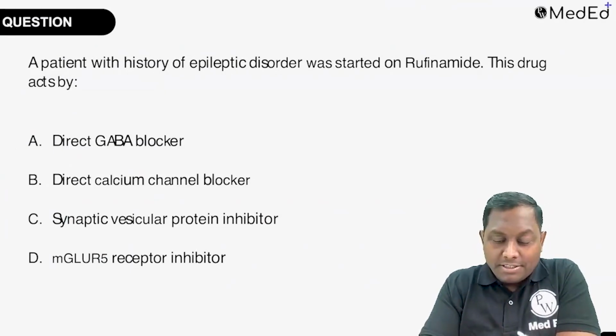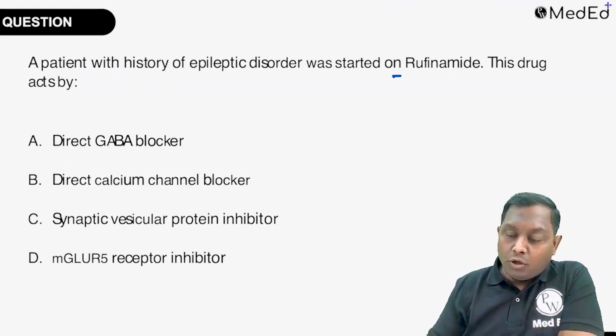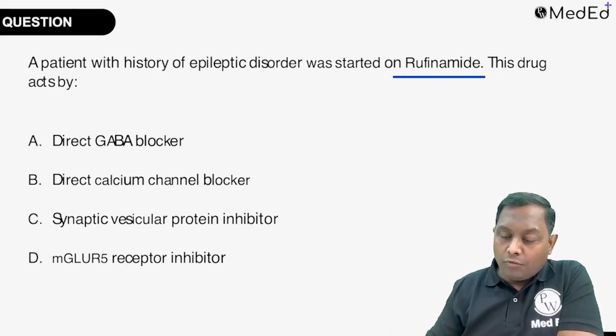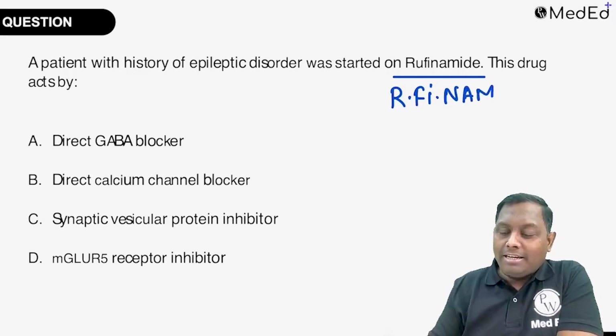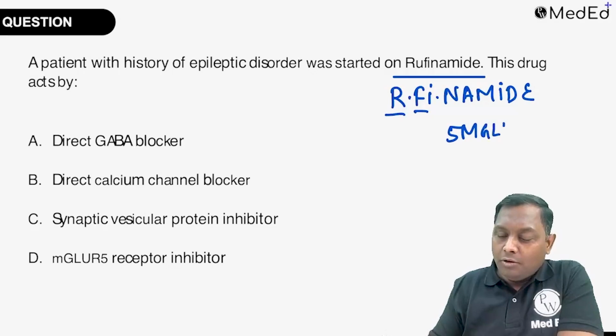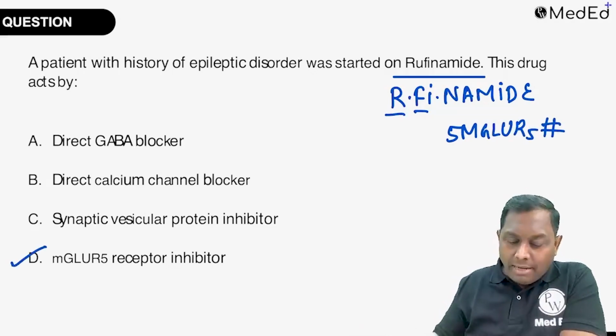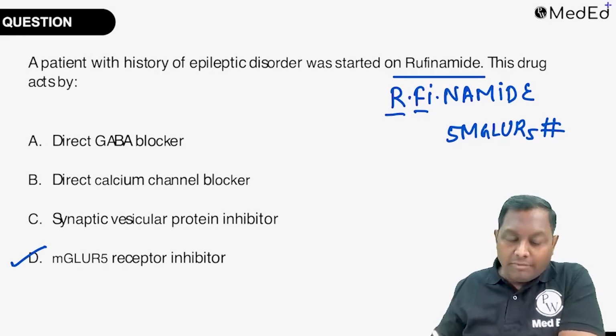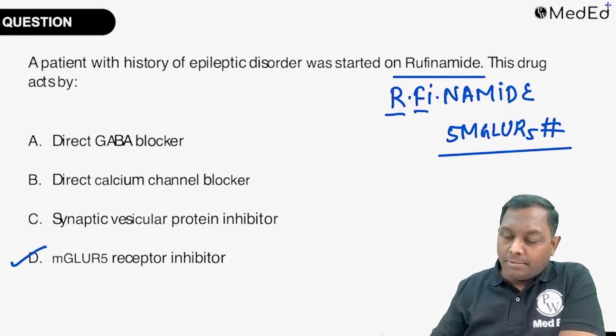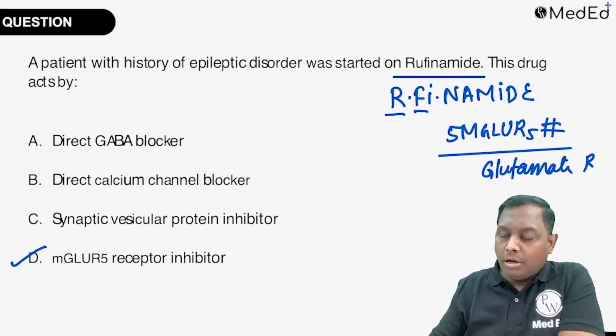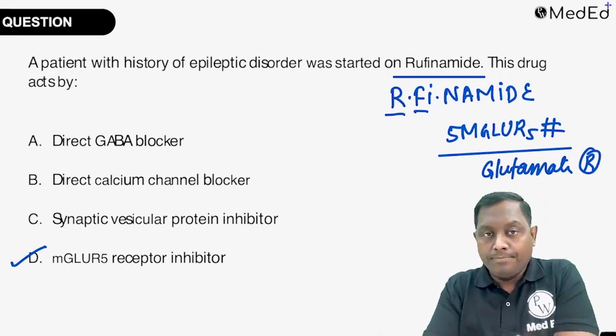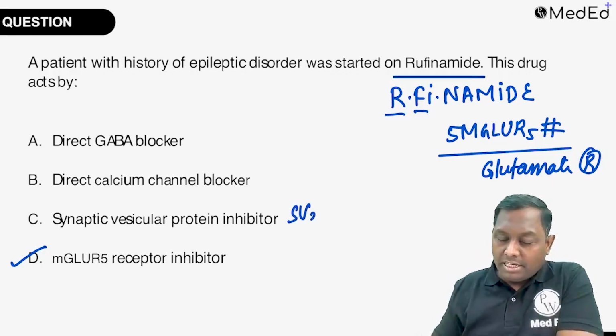Next is going to be a patient with a history of epileptic disorder started with rufinamide. Rufinamide. How to remember? Rufinamide, receptor number 5 inhibitor. I wrote it separately. Rufinamide. Very, very easy. Receptor number 5. So they are actually mGlu5 receptor blockers. mGlu5 receptor inhibitor. mGlu5 receptor is a receptor for glutamate. So they are actually glutamate receptor blockers, and we know glutamate causes excitotoxicity of the neuron. Synaptic vesicular protein inhibitor, that is SV2A inhibitor.